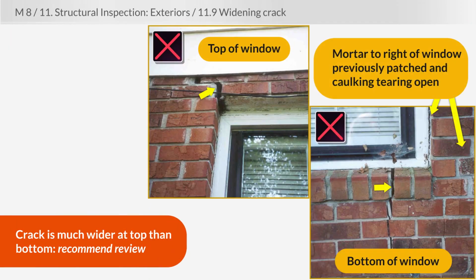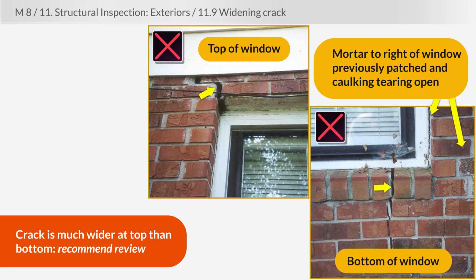These two photos show the same window, and you can see in the right side photo the cracking at the bottom of the window. And even in that photo, you can see how the cracking is getting wider as it moves up. And you can also see where the mortar to the right of the window appears to be previously patched. You can see some sealant next to the window tearing open.